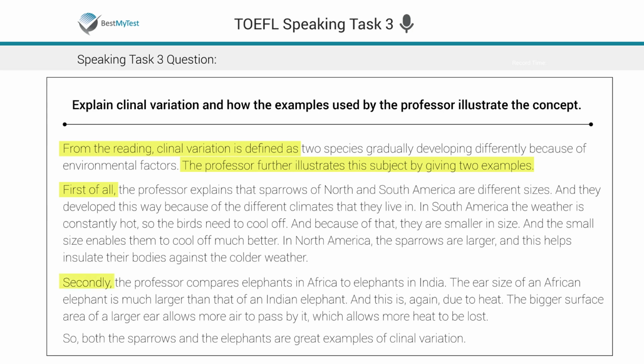Secondly, the professor compares elephants in Africa to elephants in India. The ear size of an African elephant is much larger than that of an Indian elephant. And this is again due to heat. The bigger surface area of the larger ear allows more air to pass by it, which allows more heat to be lost. So both the sparrows and the elephants are great examples of clinal variation.